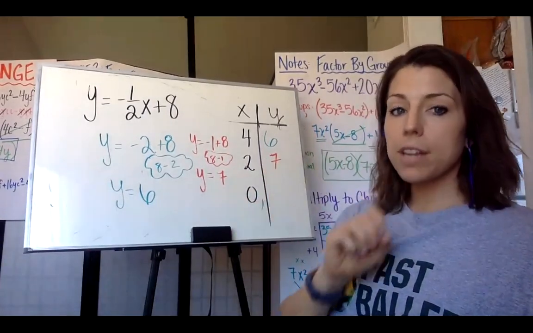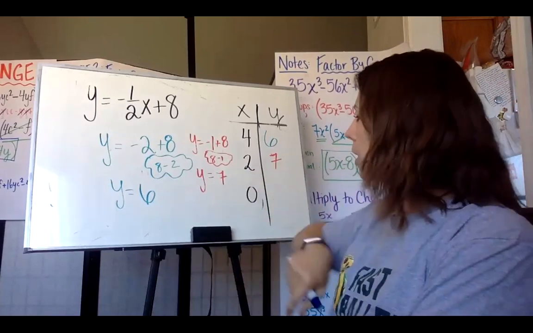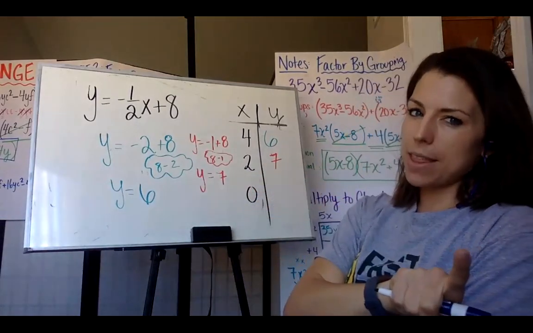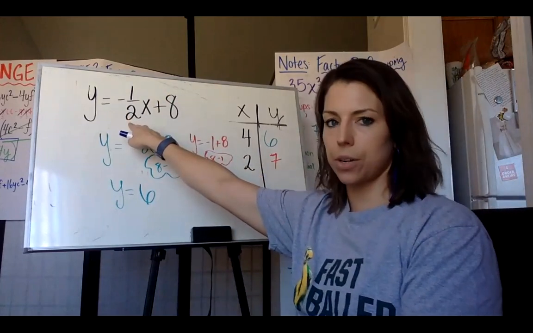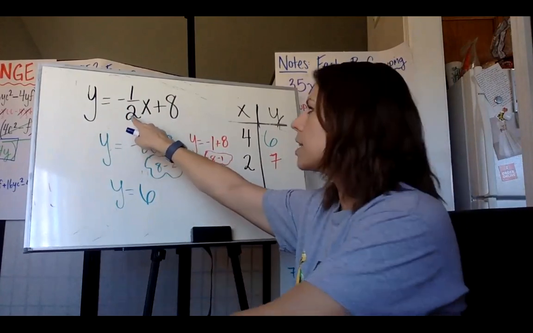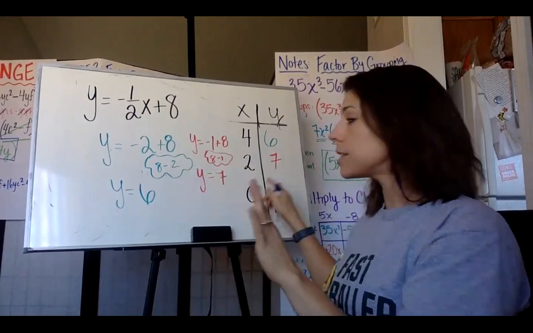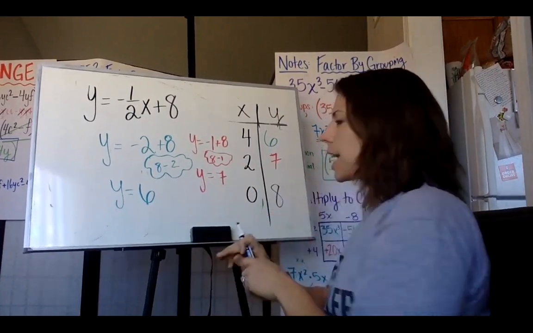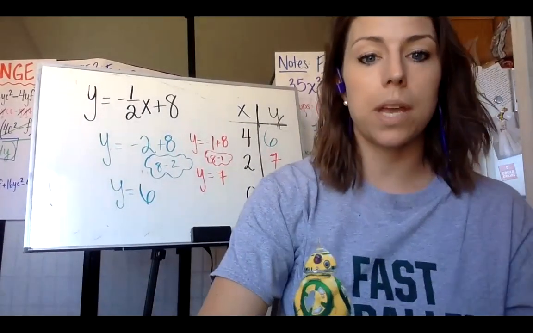Now, at this point, you have enough to graph, but I always like to do a third point because then it just helps me check my work. I'm not going to write out my thinking for this one. I'm just going to explain it. 0 times anything is 0. Doesn't matter if it's a fraction, a whole number, a decimal, or whatever. Negative 1/2 times 0 is 0. 0 plus 8 is 8. So that gives me my 3 inputs and my 3 outputs.